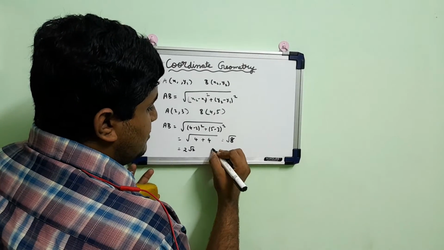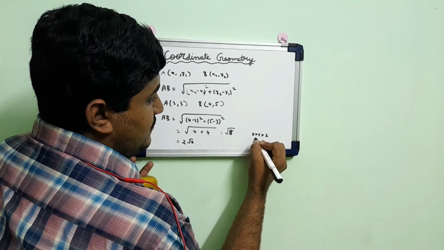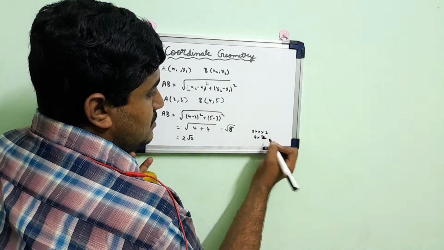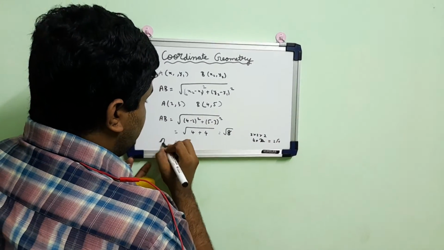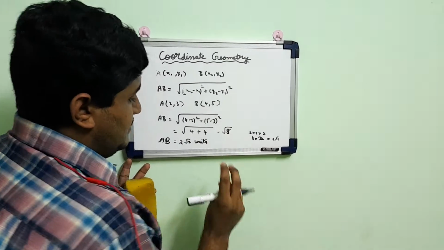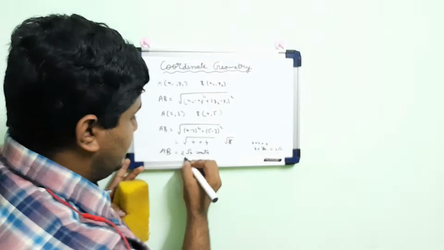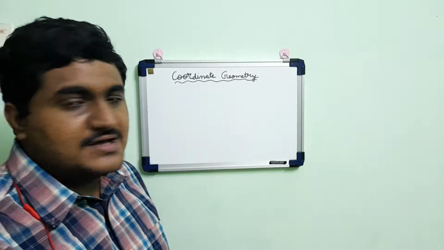How can we write it as 2 root 2? 8 can be written as 2 into 2 into 2, which means 4 into 2. So root 4 is 2, and then we get 2 root 2. So the distance between points A and B is 2 root 2 units. So this is the distance formula. It's pretty easy. Just by substituting we can get it.